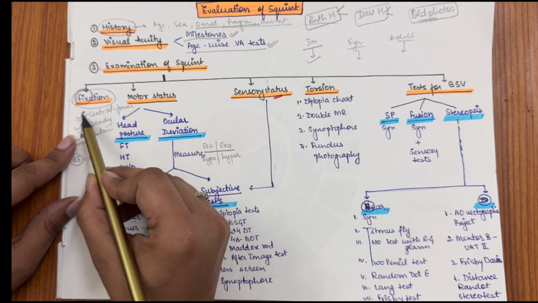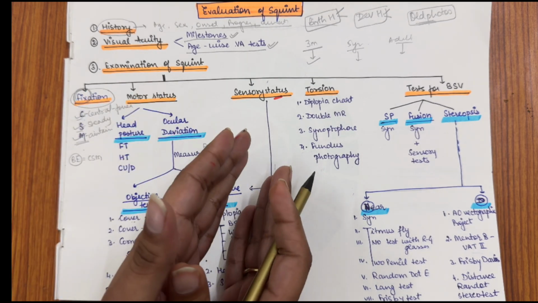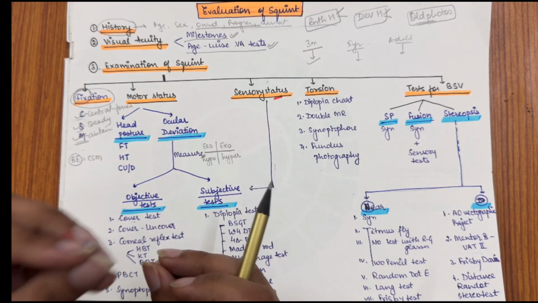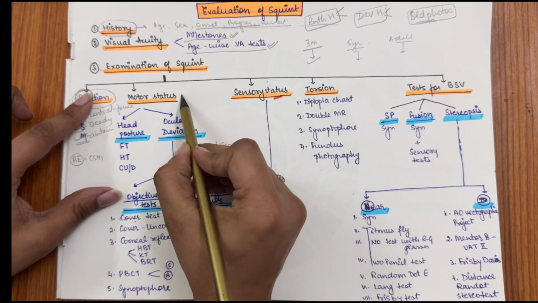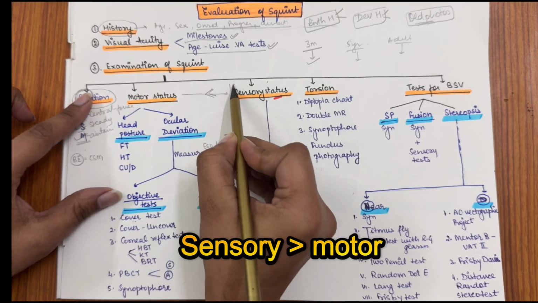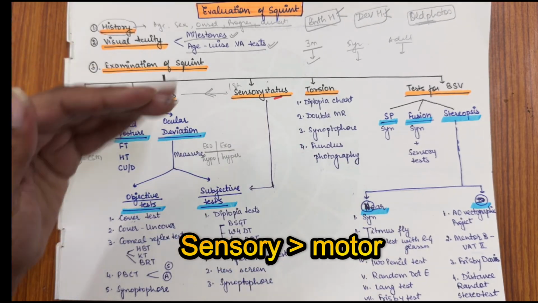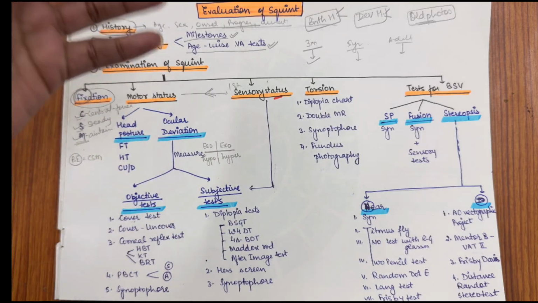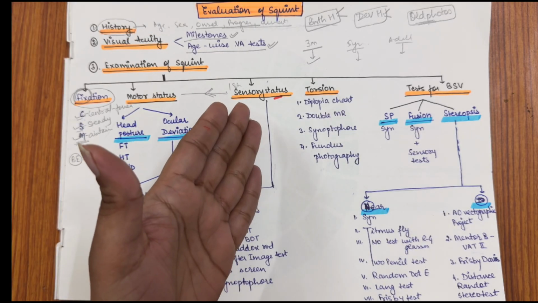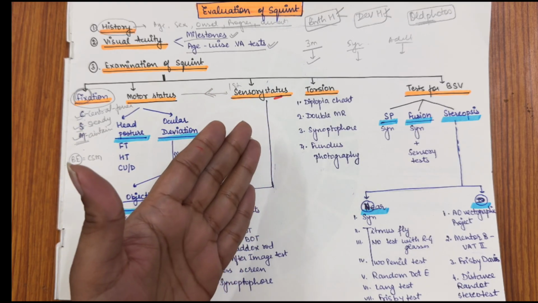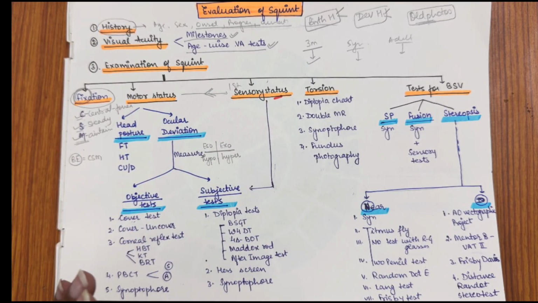When you know which eye is fixing, you go on to check motor status and sensory status. In squint evaluation, it is always advisable to do sensory status first and then motor status. Why? Because while checking motor status you will be doing certain dissociative tests, and this dissociation may affect the examination of sensory status. So sensory tests come first, but we'll be discussing motor tests here first.